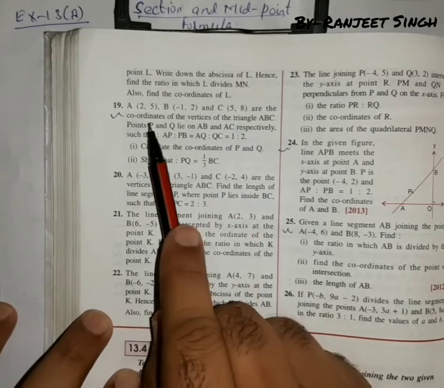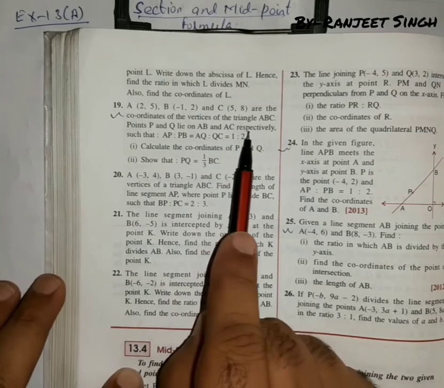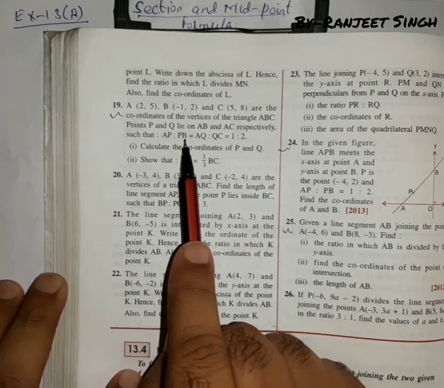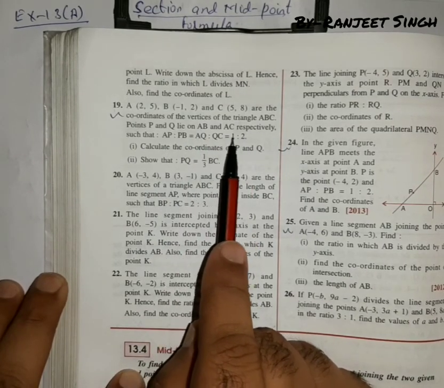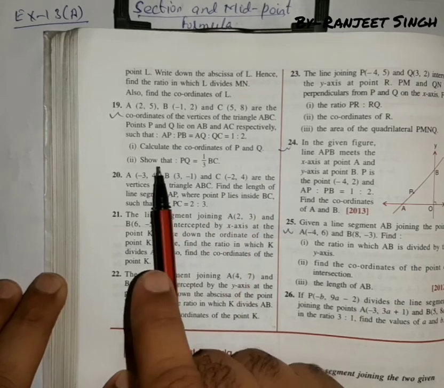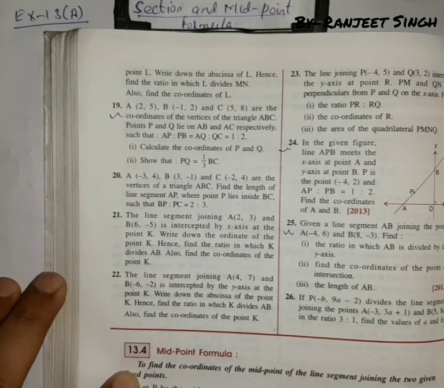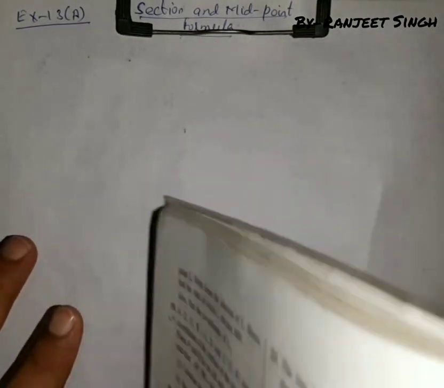A, B and C are coordinates of the vertices of triangle ABC. Points P and Q lie on AB and AC respectively, such that AP is to PB is equal to AQ is to QC is equal to 1:2. We have to calculate the coordinates of points P and Q, and then show that PQ is equal to 1/3 of BC. So this is basically a very easy question.